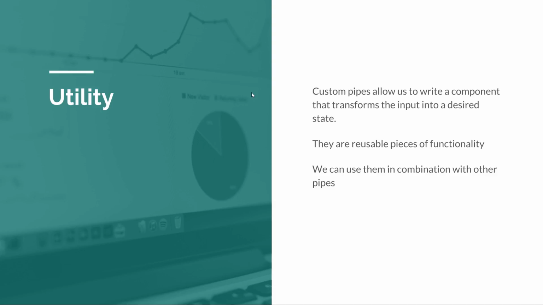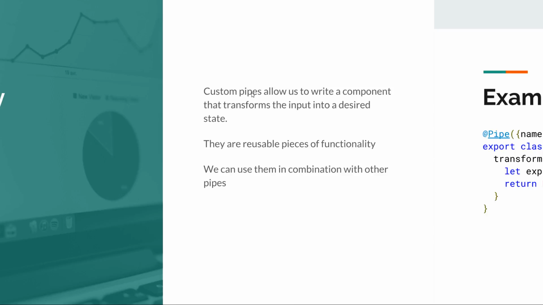And of course, custom pipes are reusable pieces of functionality. You can create one pipe and then reuse it in multiple templates. Custom pipes also play nice with built-in pipes. This means that we can chain standard Angular pipes with our pipes, in the same structure, in the same way as we did with normal ones. So we don't lose any of the functionality of the built-in ones, but we have to actually provide an implementation.